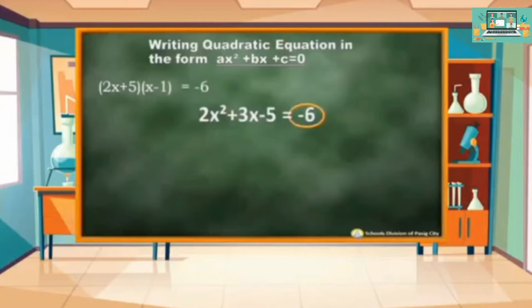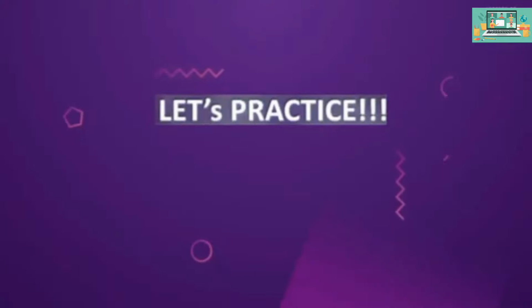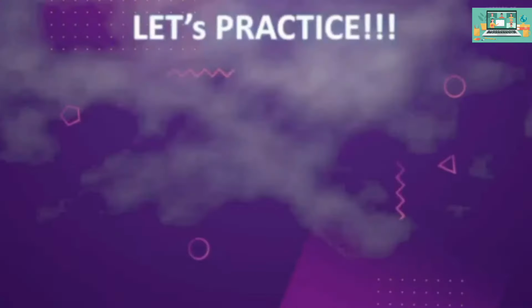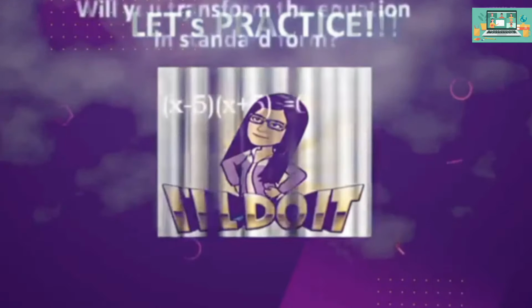Since we need to make this side equal to 0, by applying APE, we add 6 on both sides, giving us 2x squared plus 3x plus 1 equals 0, which is already the standard form of our quadratic equation, where the value of a is 2, b is 3, and c is 1. Let us have a practice on writing equation in standard form. As I flash the equation, you tell me its standard form.